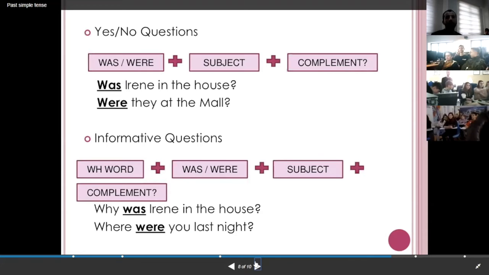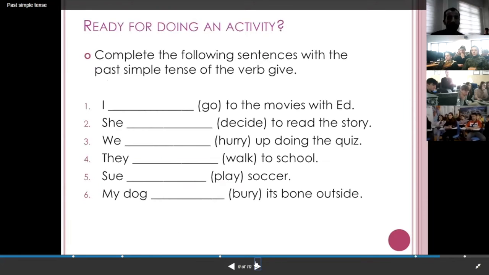Next part, we have yes, no questions with was, were. Was Irene in the house or were they at the mall? And informative questions, again, they start with WH words. Why was Irene in the house and where were you last night? And here are some examples. Would you please fill them with past simple tense? Okay, you have 3 minutes. I think it's enough for you.